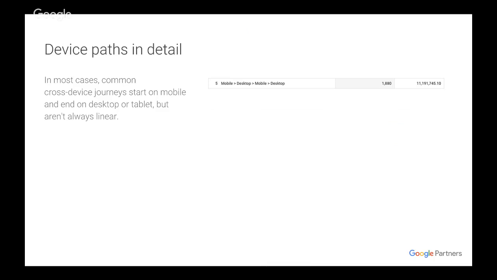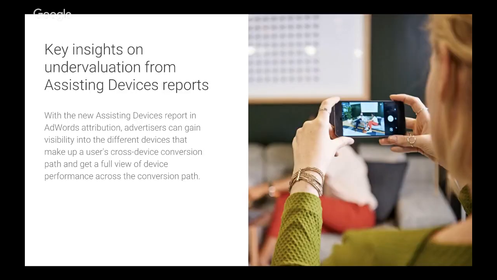Device paths in detail. In most cases, common cross-device journeys start on mobile and they end on desktop or tablet, as we were saying before, but they aren't always linear. Take a look at the right of this screen. You can start, and this is path number 5, for example, on your mobile, you're looking for that vacation, but then you go to your desktop to see more pictures. But then you go back to your mobile just while you were waiting for something, you were on the queue, and then you finalize on desktop. This is getting very complicated to understand, to measure where is the real value. So this is a report that will allow you to understand that better, to act on it.